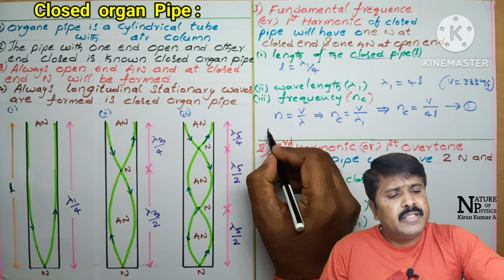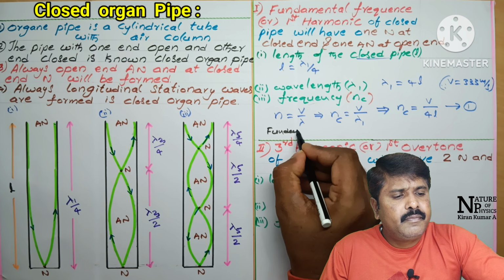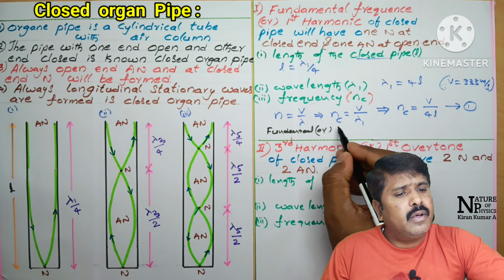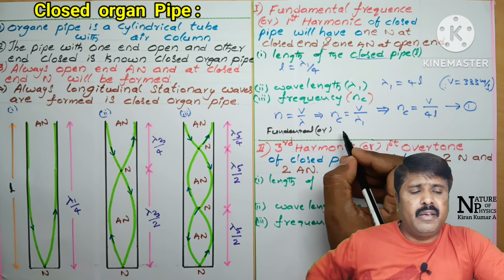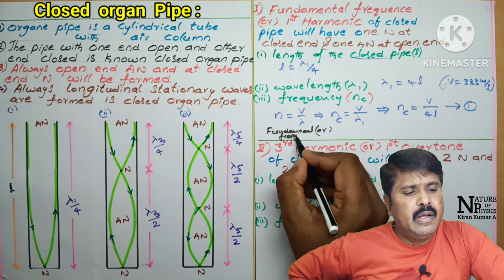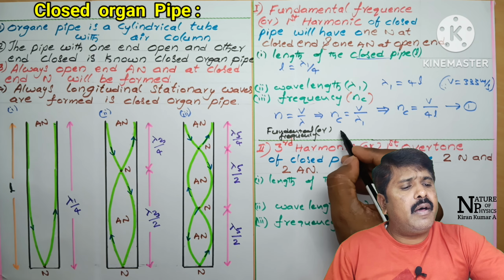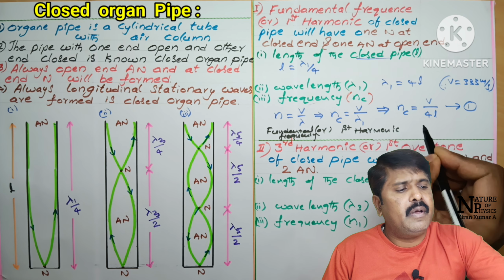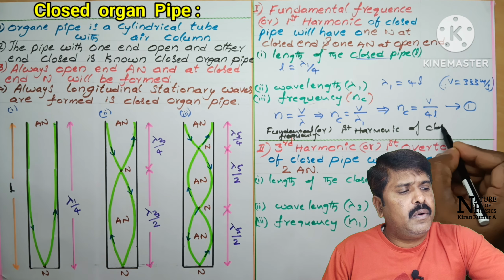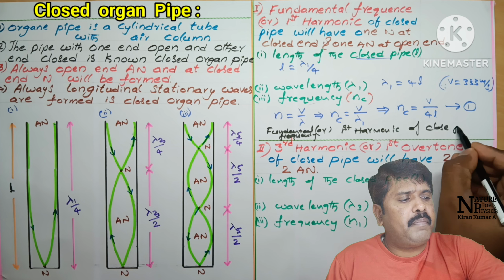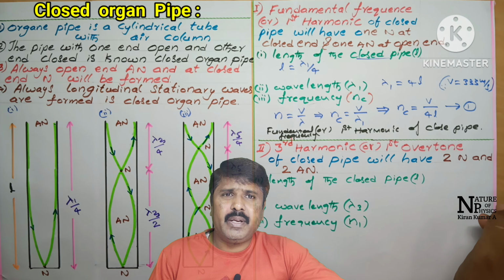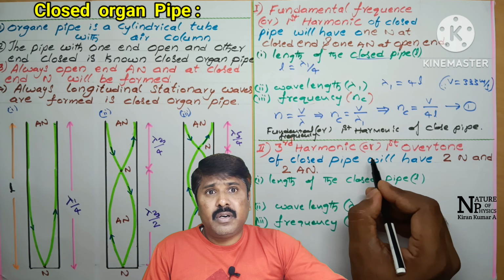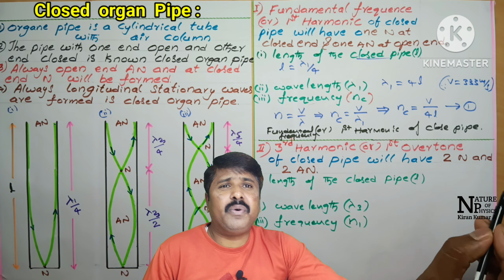So that is the fundamental frequency or first harmonic of the closed organ pipe. Then the second diagram represents the third harmonic or first overtone.